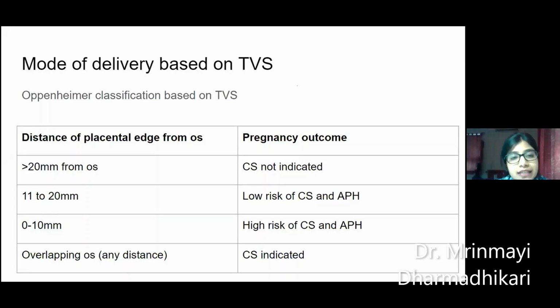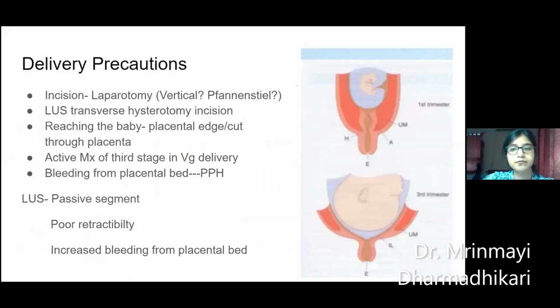However, when the placental edge is within 1 centimeter, that is 0 to 10 millimeters from the os, for all practical purposes, post her for a cesarean section. She's at a high risk of antepartum hemorrhage as well as cesarean section. And of course, the last point, any overlapping of the os by the placenta, whether it is partial placenta previa or total placenta previa, always a cesarean section is indicated. Now, what are the precautions to be taken at delivery?